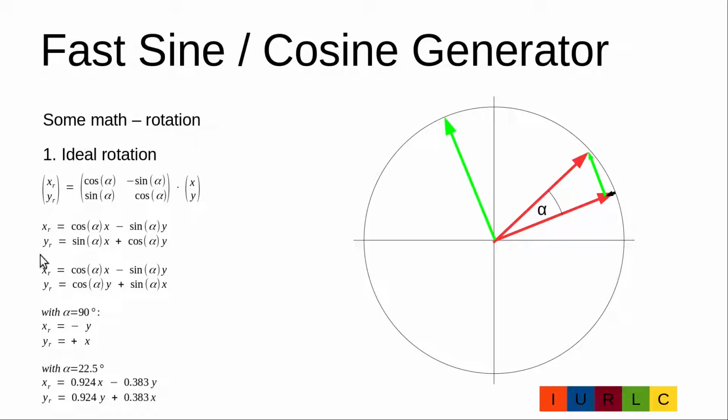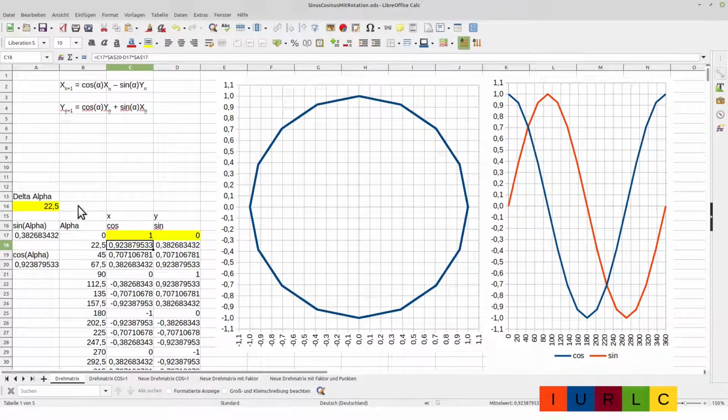Now we get a better understanding of the rotation calculation. It is the original vector shortened by cosine alpha, which is this part here, and the 90 degree vector shortened by the sine alpha, which is this part here. If we want, for example, to do a rotation with 22.5 degrees, we will have about 0.92 of the original vector, which is this one, and about 0.38 of the 90 degree vector, which is this part, and we are again on the circle point. I have done here the calculation for alpha 22.5 degrees.